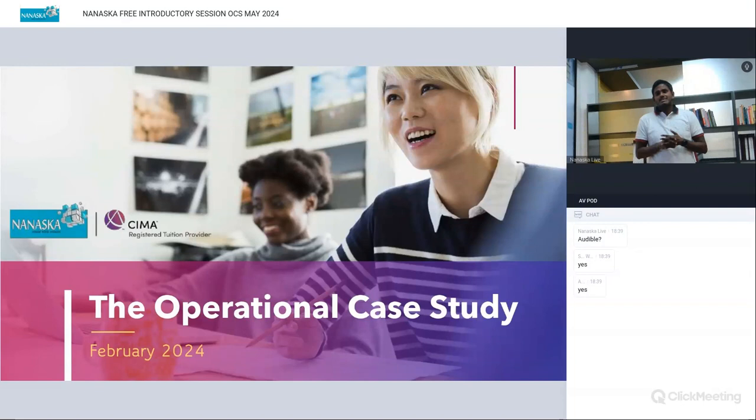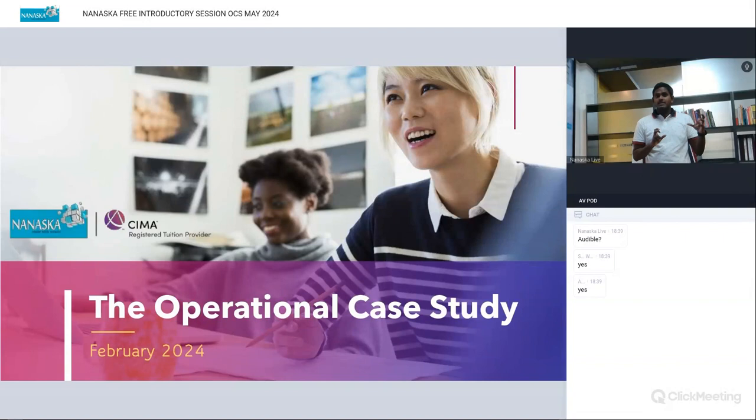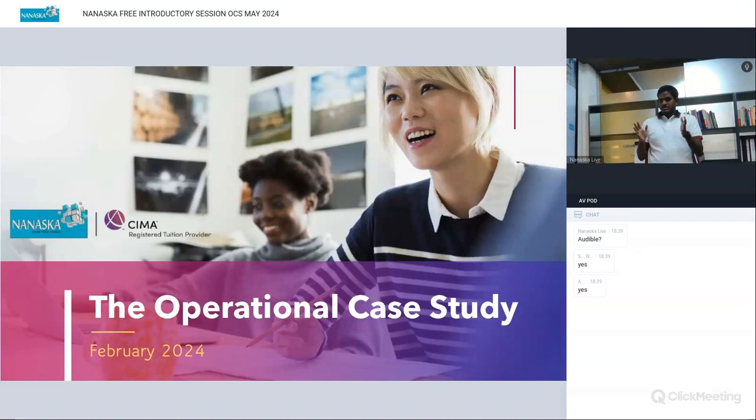Okay, so the operational case study. This is going to be the very first case study that you are going to face in your CIMA journey, which is why it's quite important that you follow the right methodology, that you do the right thing in order to pass. So we are here at Nanaska on this introductory session, letting you know this is what we do, this is what we cover in class, and let me take you through a glimpse of the case study that we have for May 2024.